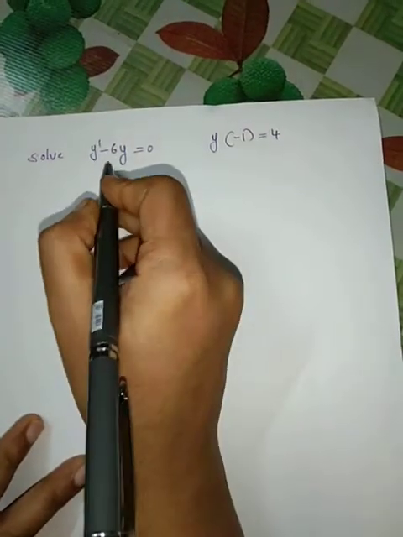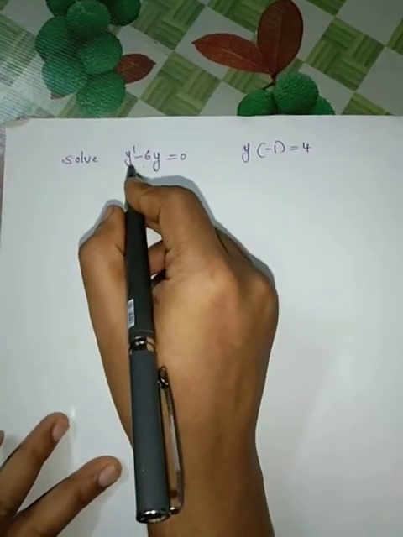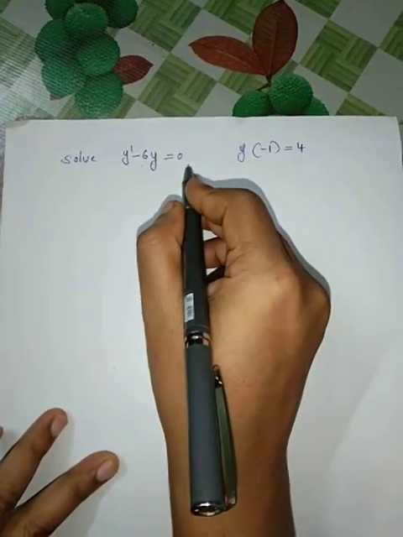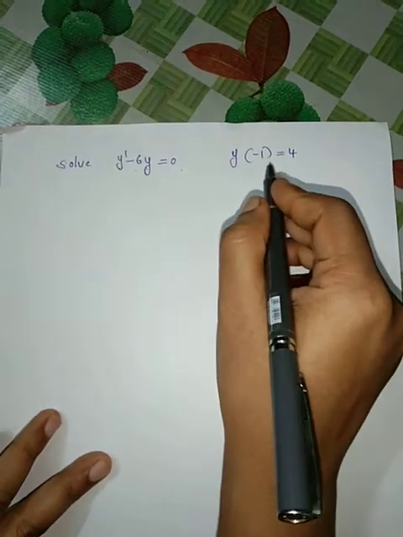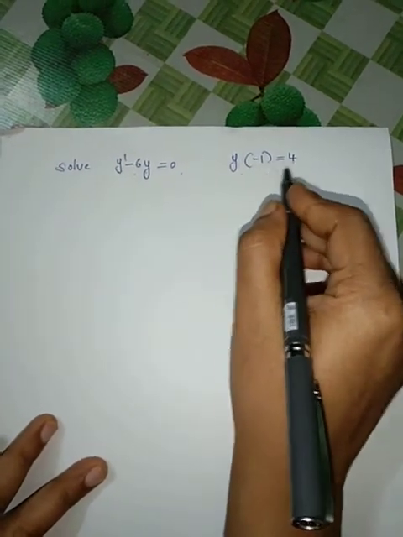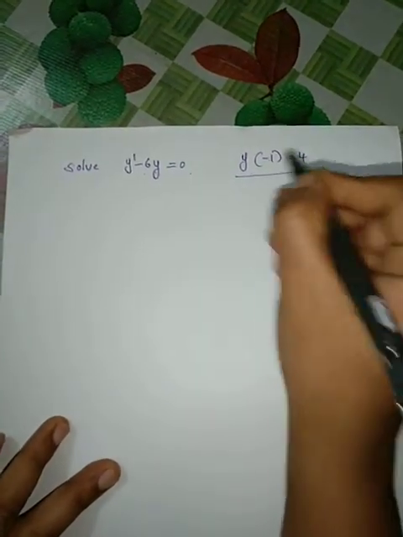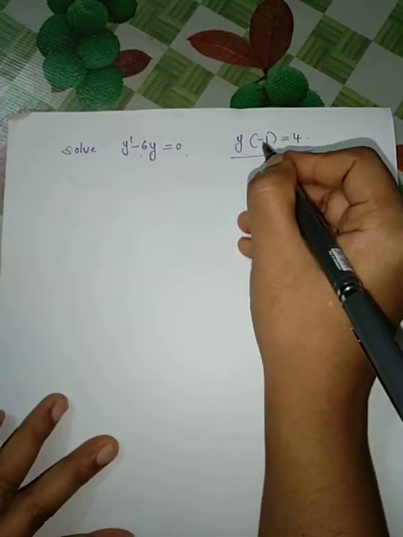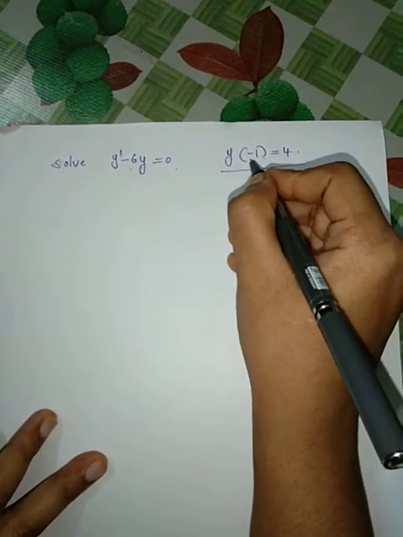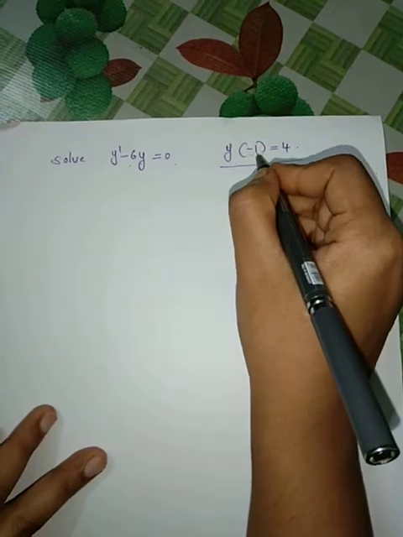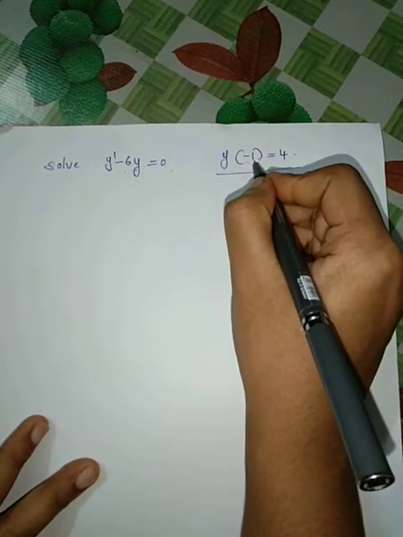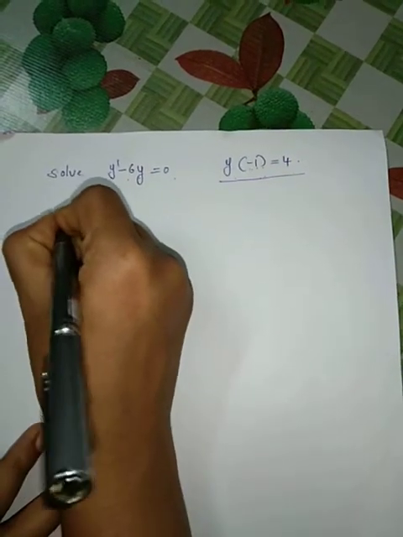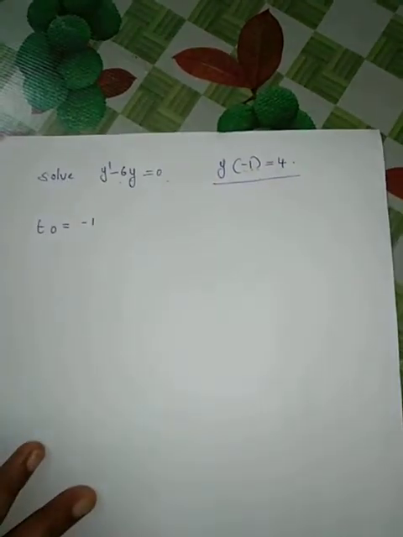Consider the first problem. Solve y dash minus 6y equal to 0 with initial condition y of minus 1 equal to 4. Here, instead of y of 0 equal to some value, the initial condition is given at some point t naught. So here t naught is equal to minus 1.